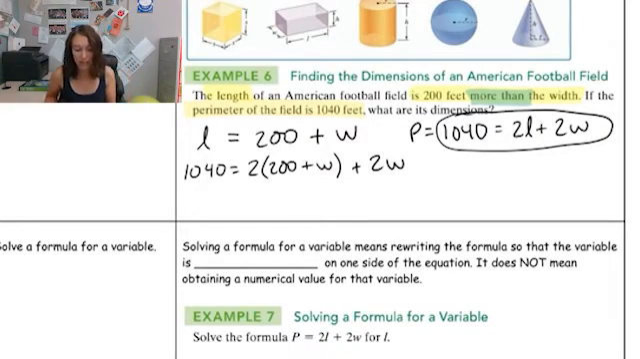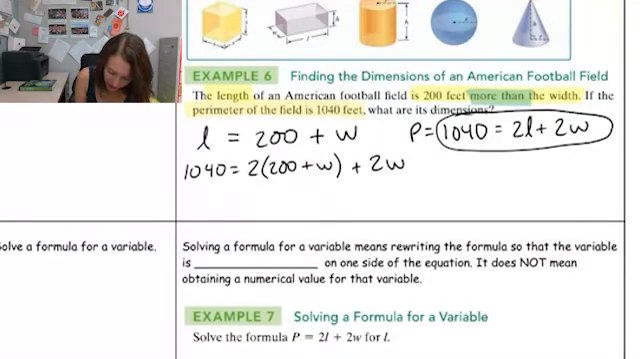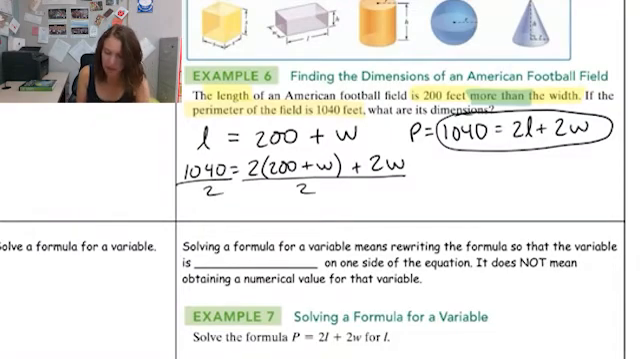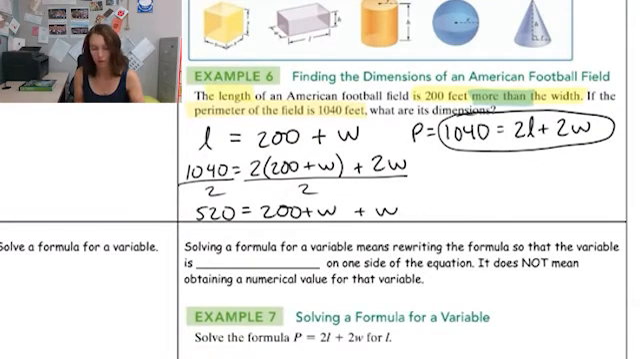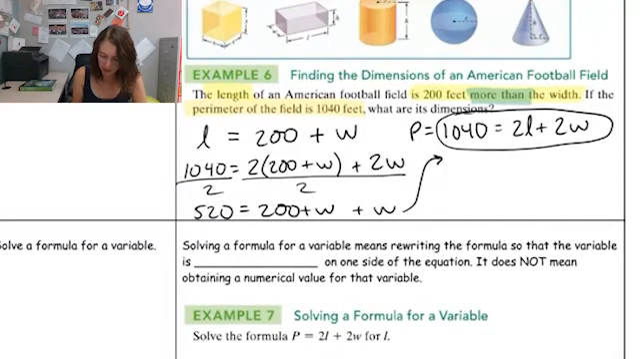You could have also taken half the perimeter, which would be 520, and then only done 1L plus 1W, which I can actually get to right now if I wanted to divide everything by 2. This is a little trickier. There's a lot of ways we can solve this problem, but that would take it down to 520 equals 200 plus W plus W. So just one of the lengths and one of the widths. You can also distribute the 2 into those parentheses and just solve for your variables. There's lots of different ways you can go about this.